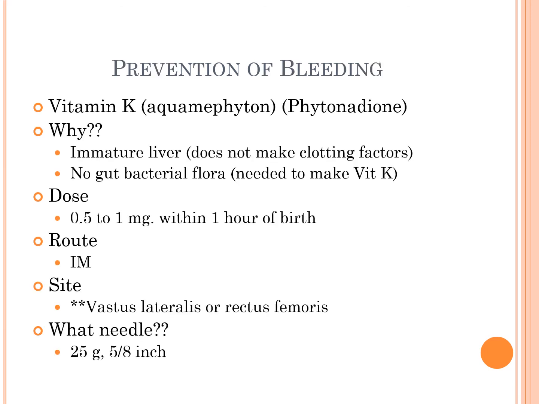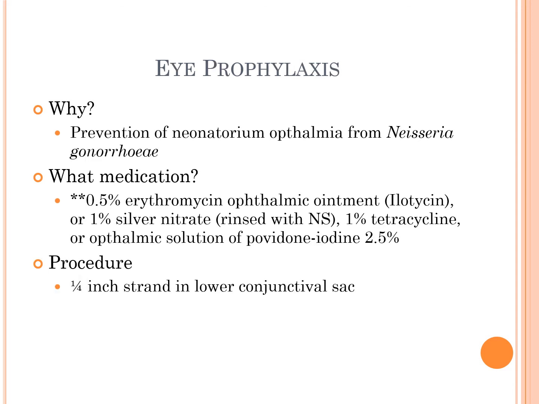So vitamin K is what we use to help prevent bleeding, okay? That liver is immature, it does not make any clotting factors, and their tummy doesn't have the normal flora yet to help make vitamin K. So we're going to give them vitamin K to help reduce the risk of bleeding. We give 0.5 to 1 milligram within 1 hour of birth. It's IM. You're going to do vastus lateralis or rectus femoris, and we usually always do vastus lateralis. We're going to use a small, short needle, 25 gauge, about 5/8.